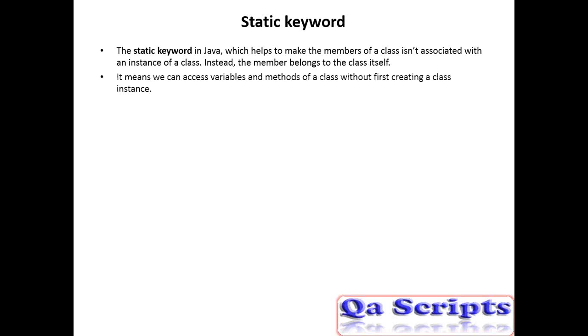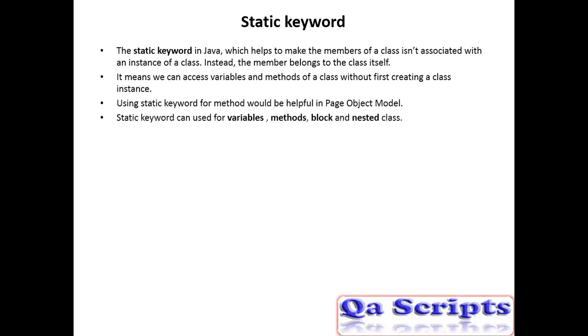We can access variables and methods of a class without first creating a class instance. Using the static keyword for a method is helpful in the page object model. The page object model is used very widely in Selenium WebDriver, where the static keyword is very useful, because for methods we will make a method a static method and use it based upon the page, based upon the object in the page object model.